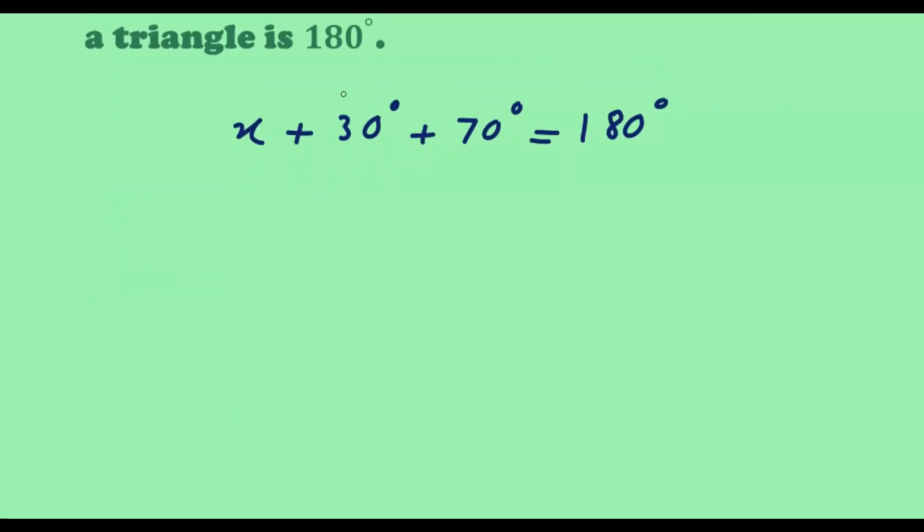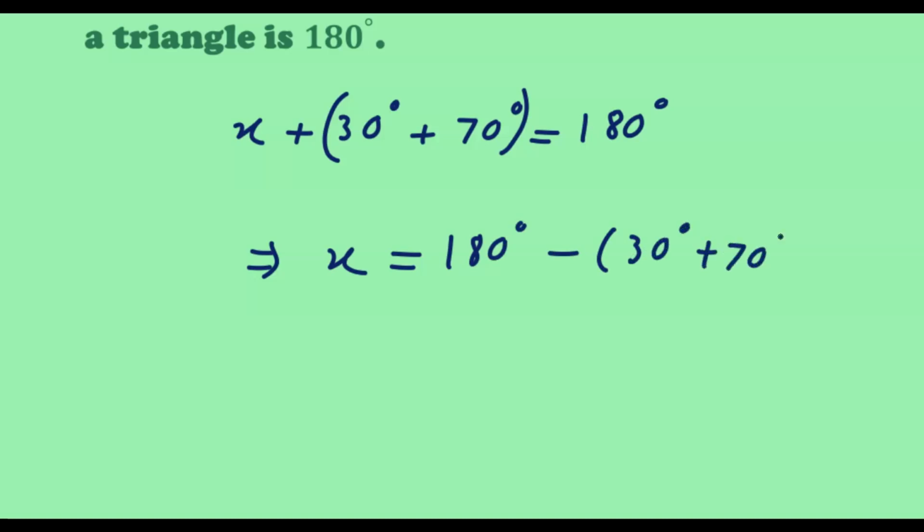What we're going to do is put a parenthesis here so that we can bunch together 30 degrees and 70 degrees. And then we're going to take this entire expression to the right-hand side of the equation. And to do that, we need to change its sign. So what we get is that x is equal to 180 degrees minus (30 degrees plus 70 degrees). We had a plus sign over here, and so we change the sign, and we end up with a negative sign. So this is what we get.